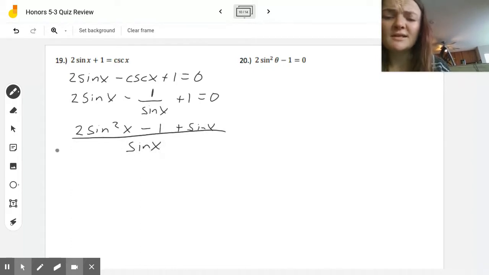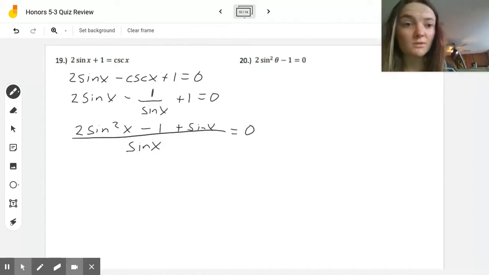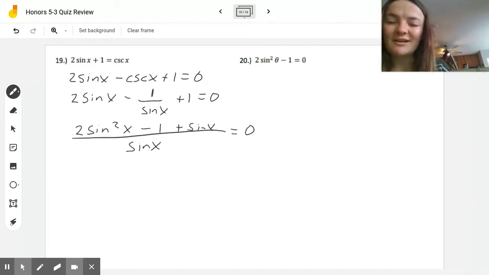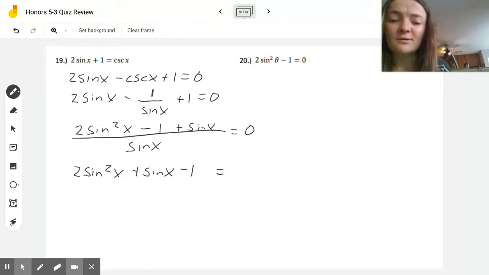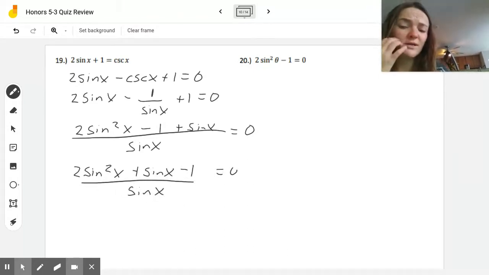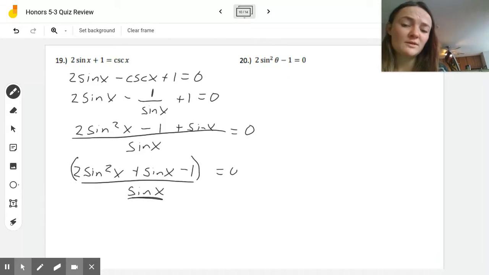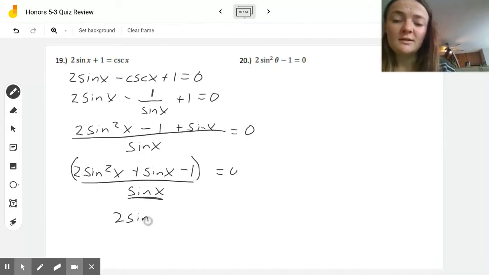And I know I'm kind of skipping some steps here, but this video is quite long, and I would like it to be done pretty soon. All right, so I'm going to try to factor this. So I'd get 2 sine squared x plus sine x minus 1 is equal to 0, all over sine x. Once again, I don't want sine x to equal 0, because if sine x is equal to 0, then this whole thing's undefined. So really what I want to do is set the numerator equal to 0. So we're going to say 2 sine squared x plus sine x minus 1 is equal to 0.